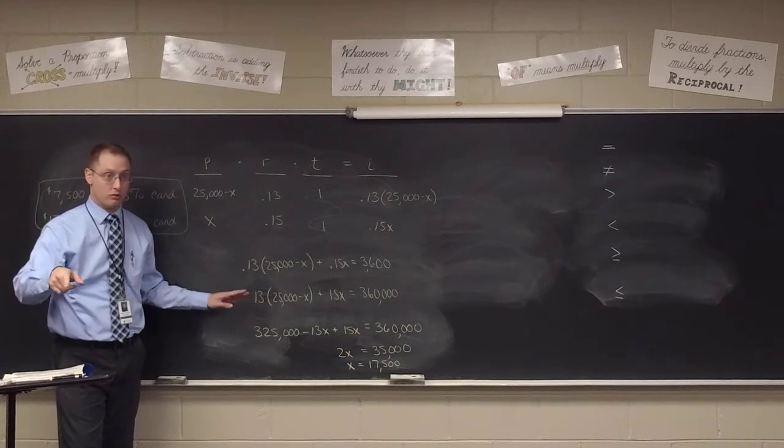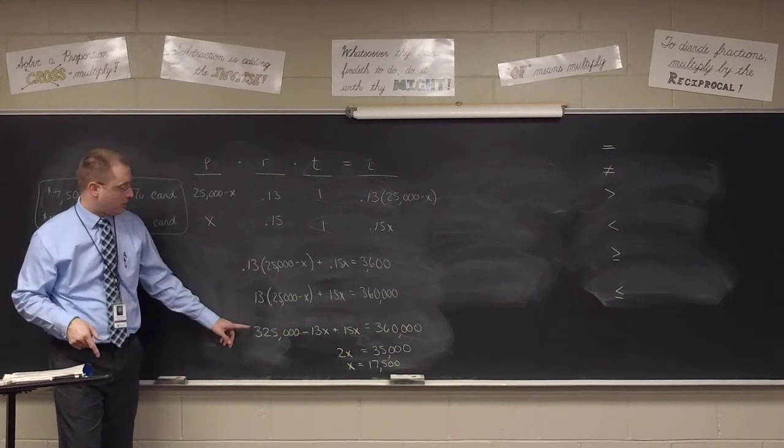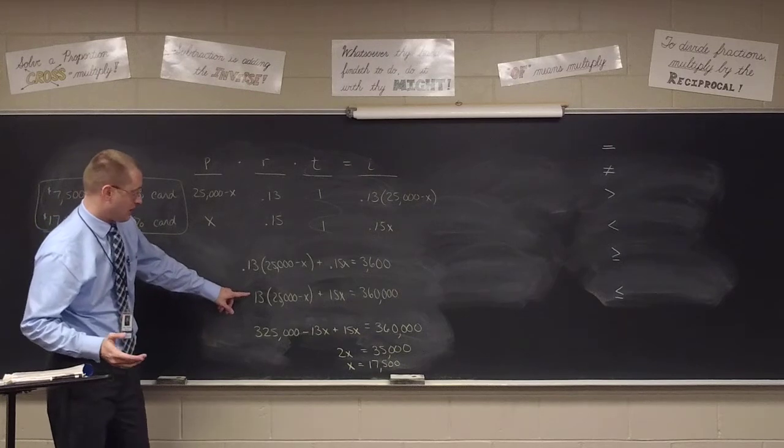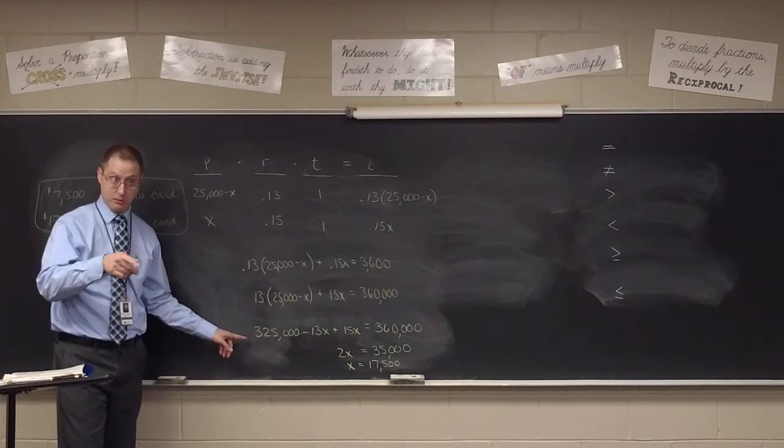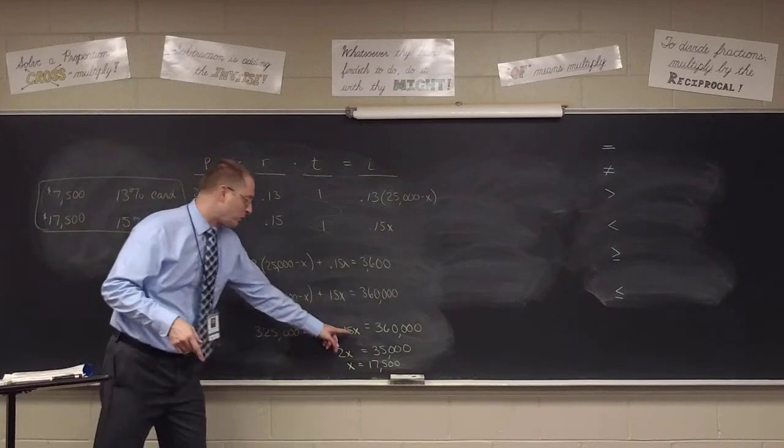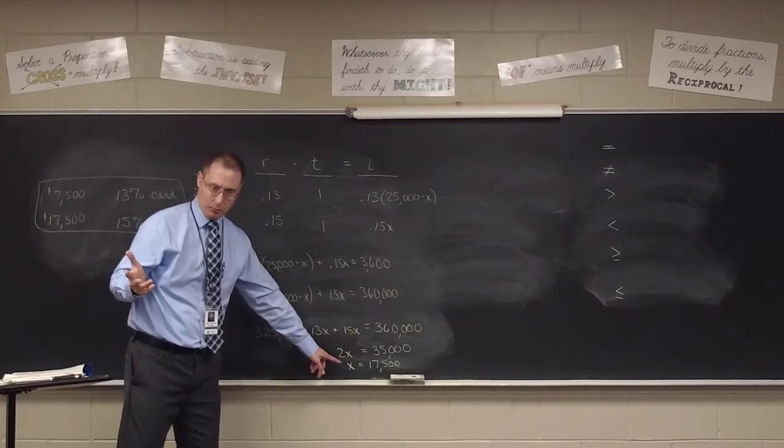Set up the equation, remove the parentheses. At this point, distribute. Now, this is probably the hardest step here, right? Just multiplying 13 by 25,000. Should have gotten 325,000. Be careful. And then the combining, really not bad, 2x. That's a nice, easy number to divide by.